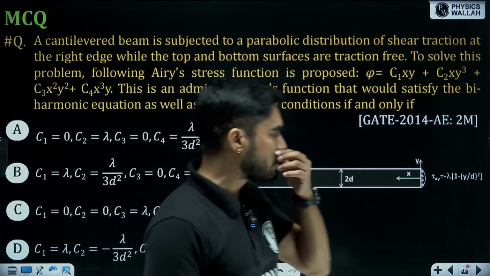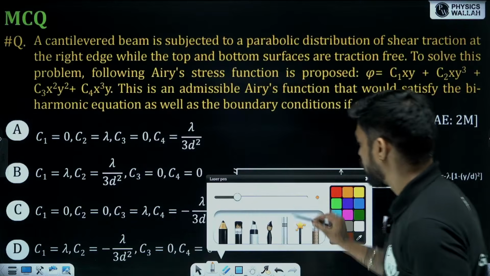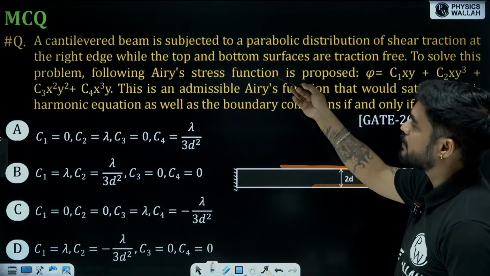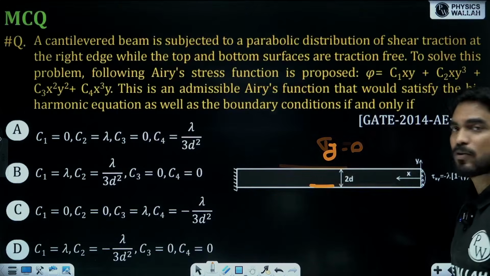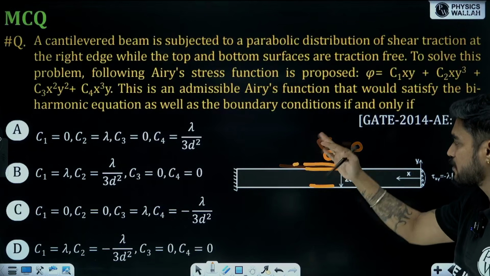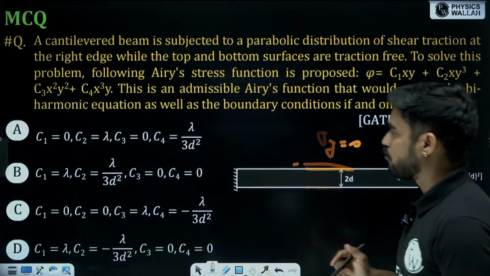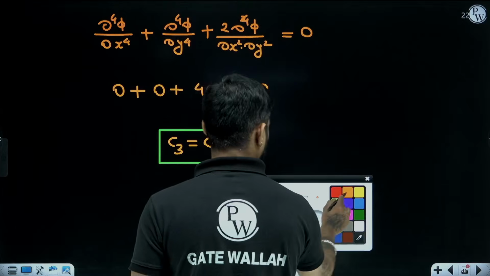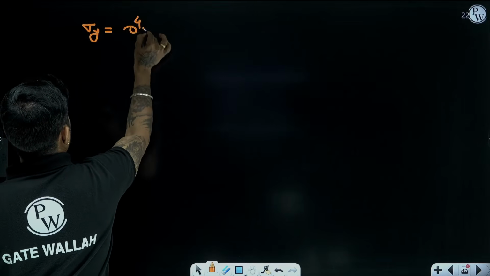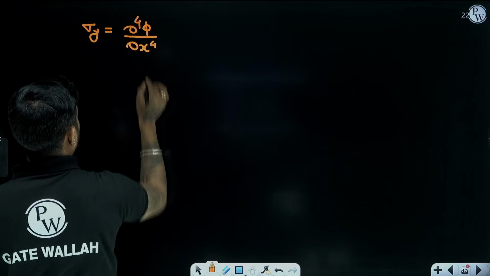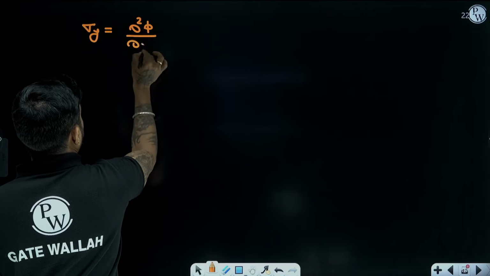So the biharmonic equation is used. Now we need to use the boundary conditions. What is the boundary condition? Look at it. On the top and bottom surface, there is no traction. On the top surface and bottom surface, sigma y is equal to 0. Here on this surface, there is no stress. Sigma y is 0. Here also sigma y is 0. What is sigma y? Sigma y is del square phi by del x square, na?